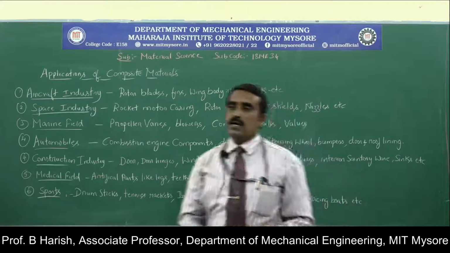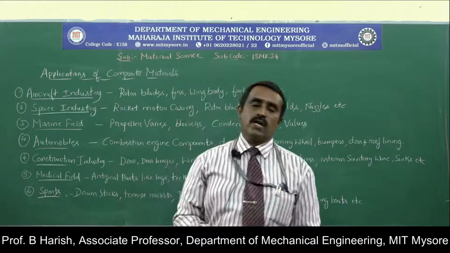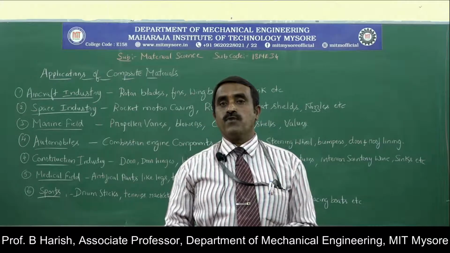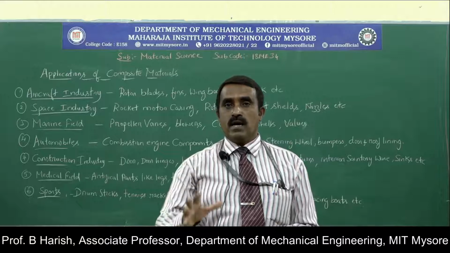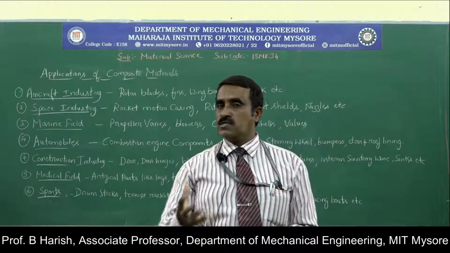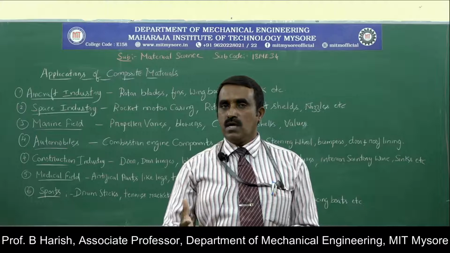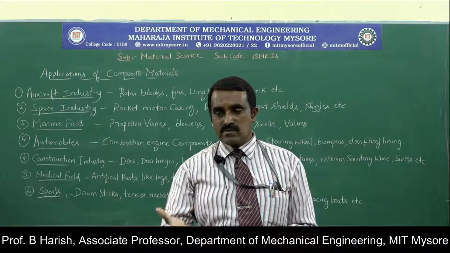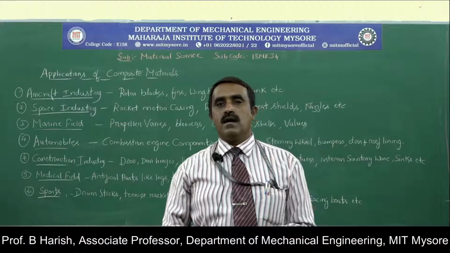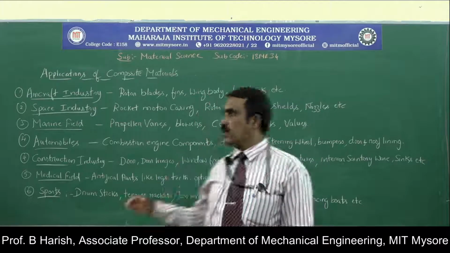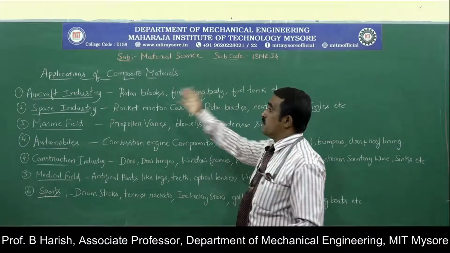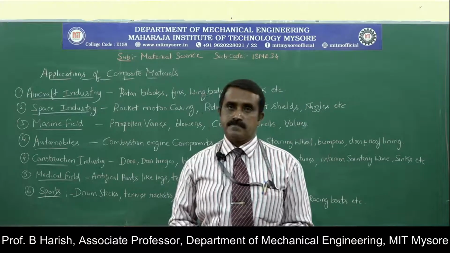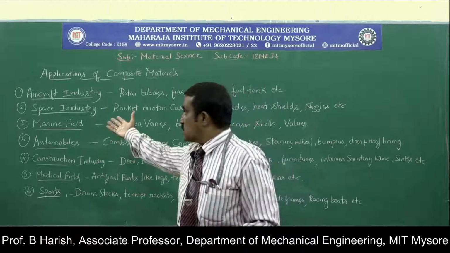Then the fuel tank. In the aircraft industry, an aircraft will have a fuel tank where the fuel will be filled. As the quantity of fuel increases, its weight increases. So if it is made up of composite material, it will have strength and once again be light in weight. So these are a few of the parts in which composite material is used in the aircraft industry.